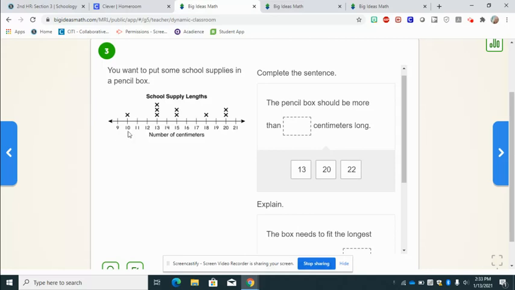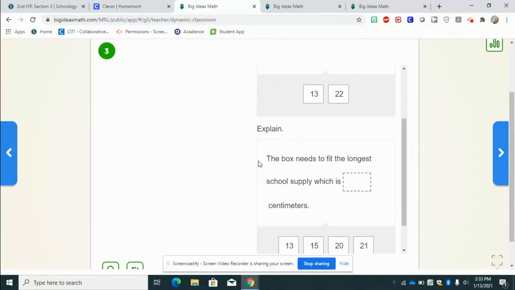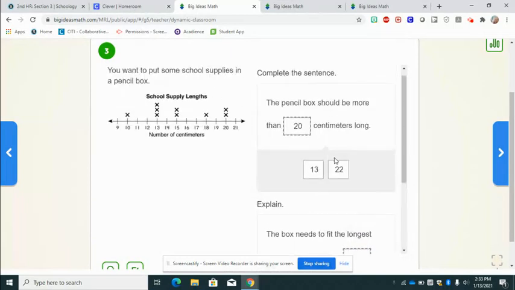So we're going to look at the numbers and see which one is the largest, and it needs to be more than that. It needs to be more than that number. So 20 is the largest number that was measured. So it needs to be more than 20 centimeters long. The box needs to fit the longest school supply, which is 20 centimeters. So the box needs to be big enough to fit a school supply that was 20 centimeters long.